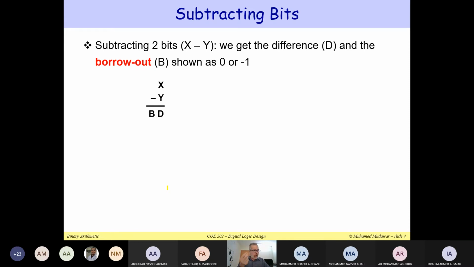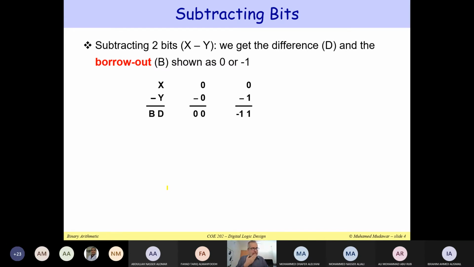But first, let us understand how we do the subtraction using the concept of the borrow that we already know from decimal subtraction. To subtract x minus y, we get the difference d, and we get a borrow. I'm going to show the borrow as 0 or minus 1, because we are borrowing from the next bit. We have 4 cases, according to x and y in binary: 0 minus 0, 0 minus 1, 1 minus 0, and 1 minus 1. Now, 0 minus 0 is very easy: it equals 0, and there is no borrow. Now, 0 minus 1 is interesting.